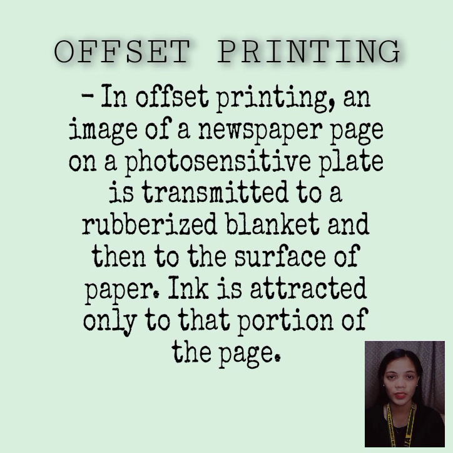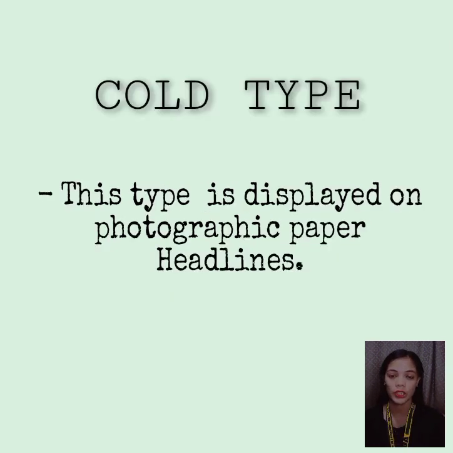The next one that I will be discussing to you is offset printing. In offset printing, an image of a newspaper page on a photosensitive plate is transmitted to a rubberized blanket and then to the surface of the paper. Ink is attracted only to that portion of the page. So this offset printing led to the development of gold type or photo composition.